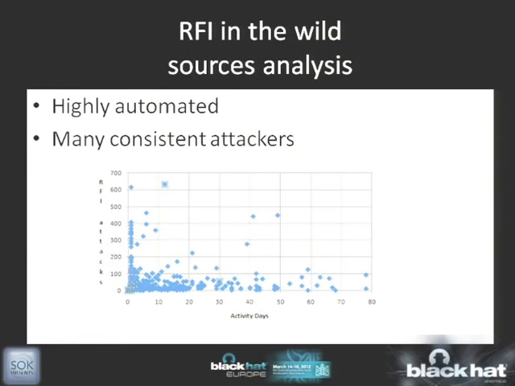Let's speak about RFI in the wild, and we see that the attack is highly automated. We see it through the different rates and the consistency of the attack, and the headers really look automatic and not something produced by browsers. And there are many consistent attackers. We can see some attacks that continued over 80 days from the same sources.